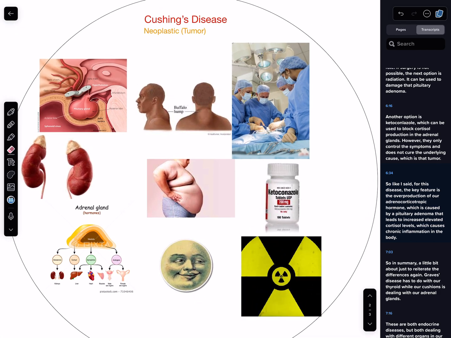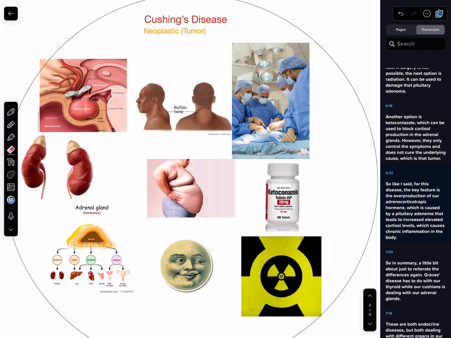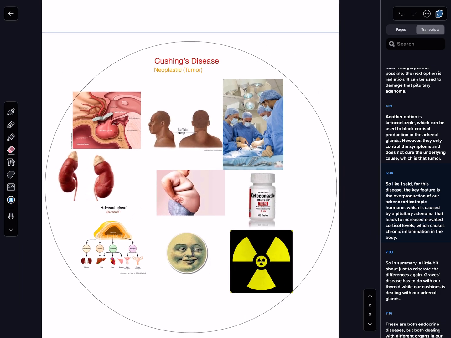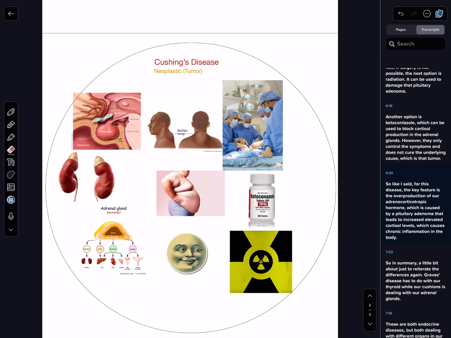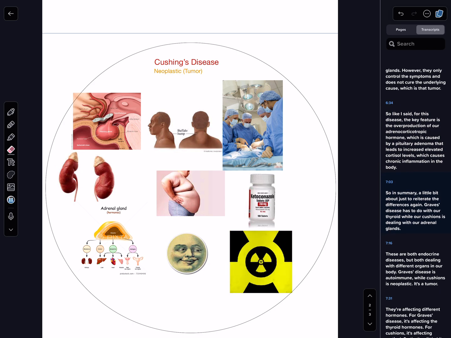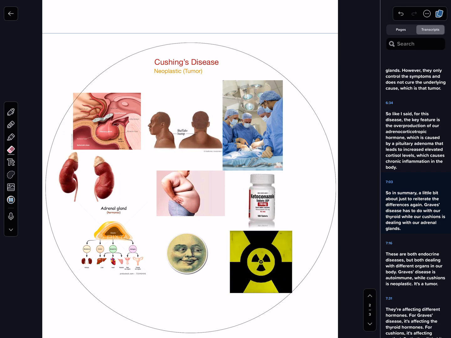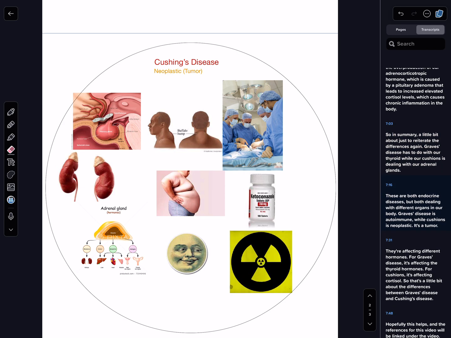So like I said, for this disease, the key feature is the overproduction of our adrenocorticotropic hormone, which is caused by a pituitary adenoma that leads to elevated cortisol levels, which causes chronic inflammation in the body.